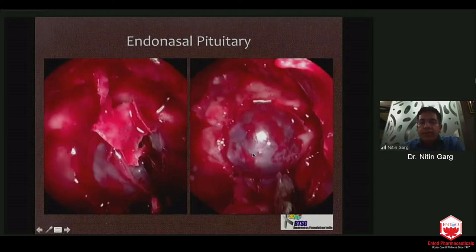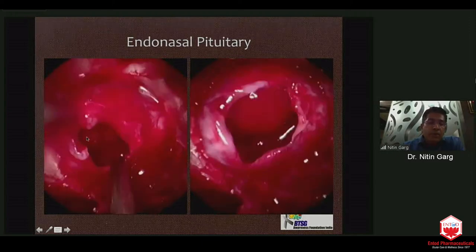This is the bulging sella. The dura is intact, and we can see the amount of pressure here. And once you open the dura and take out the tumor, a very nicely prolapsed arachnoid, which basically is evidence that the optic apparatus has been adequately decompressed.